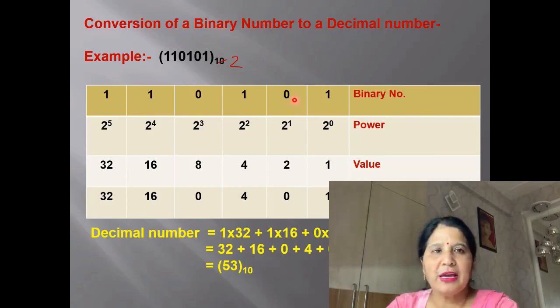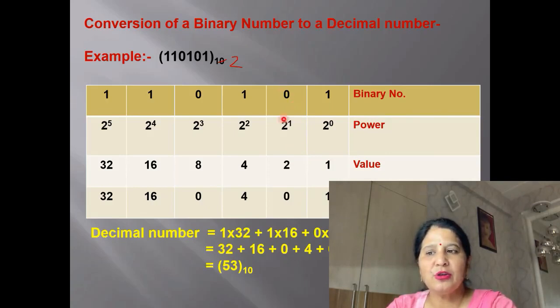If we multiply any number by 0, it will become 0. So 2 multiply 0 became 0. 4 multiply 1, 4 1s are 4. 8 multiply 0 became 0. Then 16 multiply 1 became 16. And 32 1s are 32. After this we will write these numbers and we will add all these numbers to convert into a decimal number.